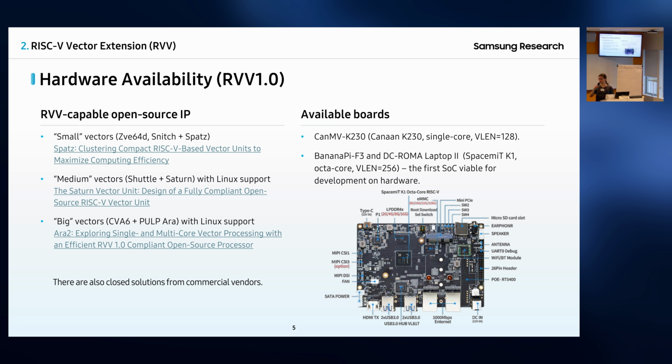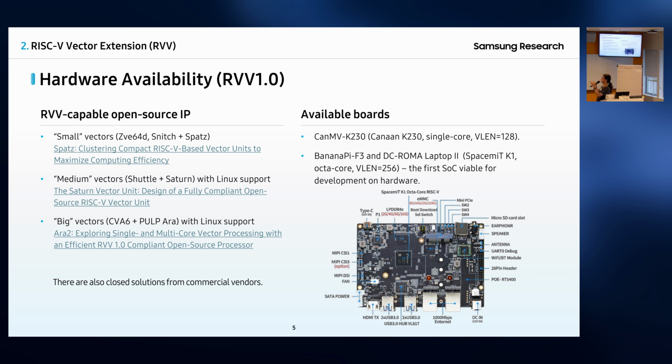Of course, there are also some closed solutions from commercial vendors, but it's really nice to see that the open source ecosystem also provides support for RVV. In regard to real hardware, if you don't have $30,000 to buy your FPGA, you can buy, for example, Banana Pi, which uses the SpacemiT K1, and is, I would say, the first SoC viable for development on hardware.